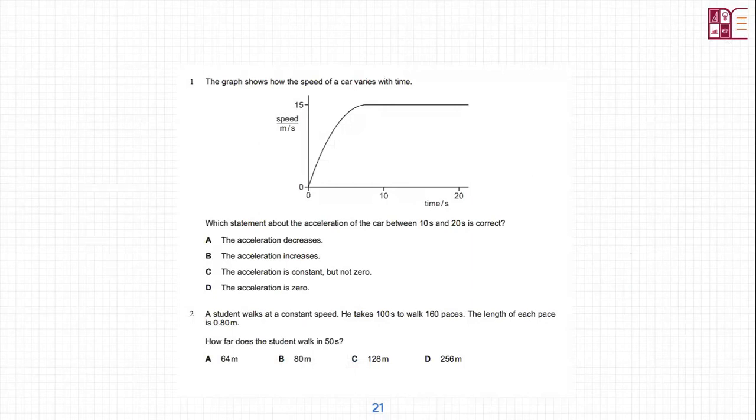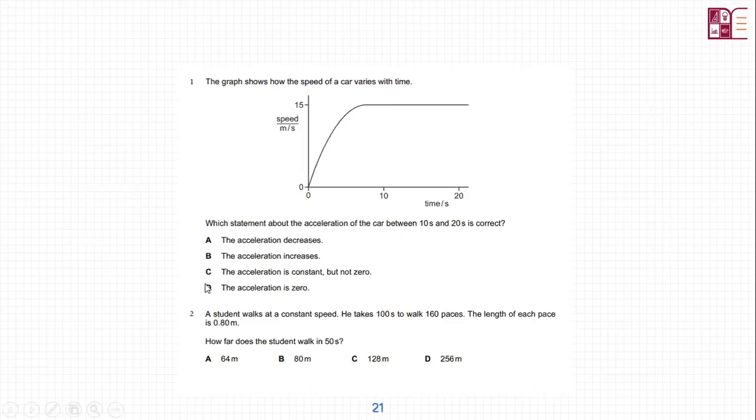The first question is: the graph shows how the speed of a car varies with time. Now the car is moving. Which statement about the acceleration of the car between 10 seconds and 20 seconds is correct? If you see in this graph, the speed is constant at 15 meters per second between T10 and T20. So, as we have learned about acceleration, it's the change of speed upon time, or the change of velocity upon time. Here, there is no change in speed. So, the acceleration is 0.